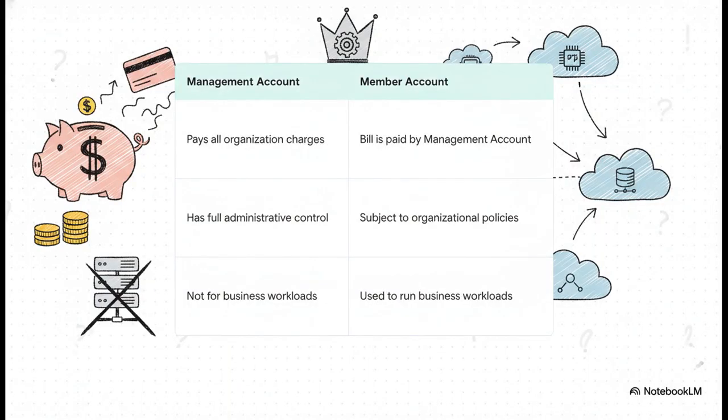Okay, let's put these side by side, because this is where the separation of duties really clicks. Your management account is for one thing: governance and billing. It pays all the bills. You should never run your actual applications in it. The member accounts, that's where the party's at. That's where all your applications and workloads live. They're the ones racking up the charges, but the bill gets sent upstairs to the management account. This distinction right here, this comes up a lot on the Cloud Practitioner exam.